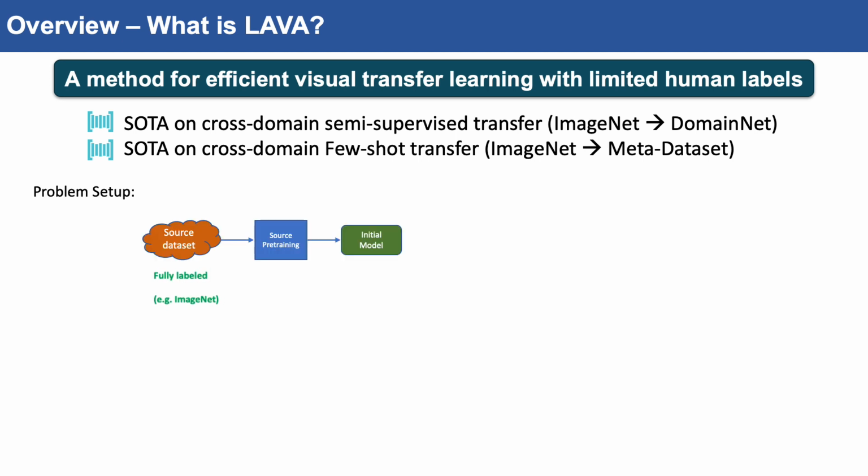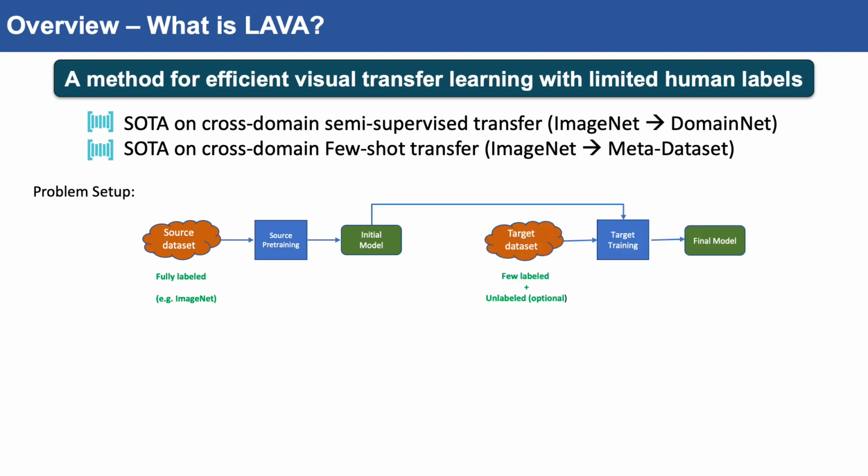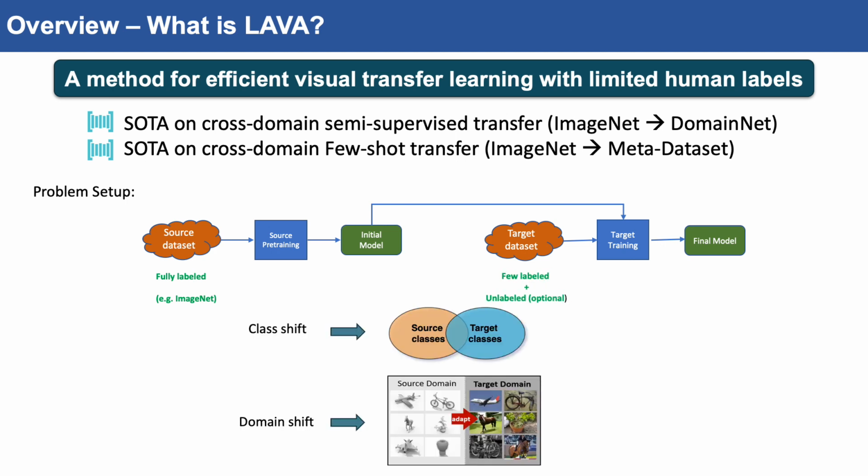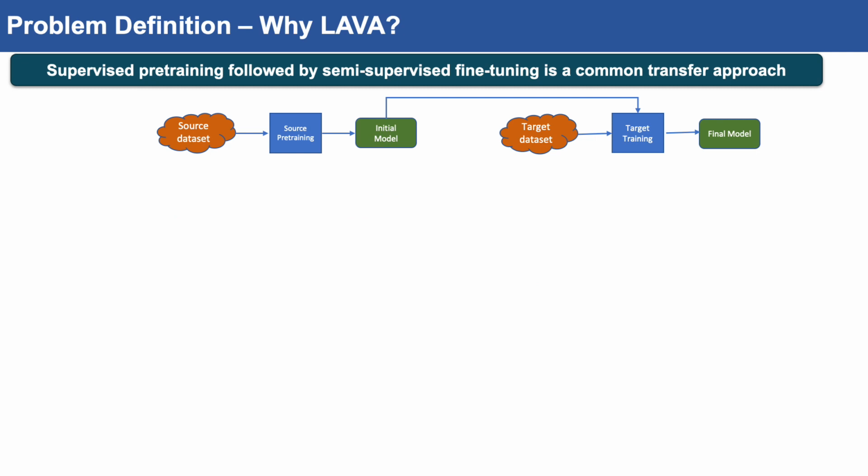In low-shot transfer learning, we first pre-train an initial model on a fully labeled source dataset. Then the goal is to adapt this model to a target dataset with only few labeled images. We consider a general setting where the target classes and target visual domain can both be different from those of the source. A commonly used transfer learning method is to simply train a model in a fully supervised manner on the source dataset, then fine-tune the model on the target dataset.